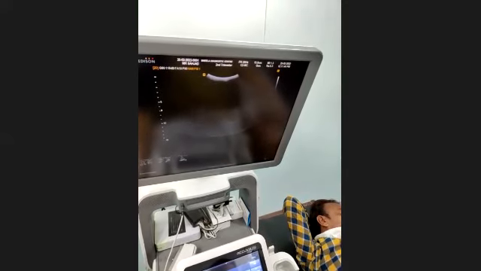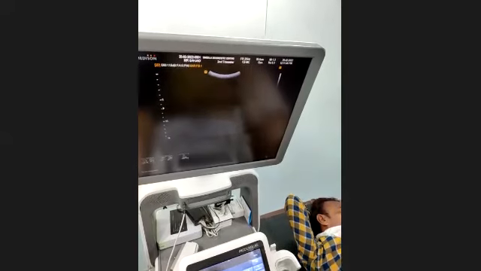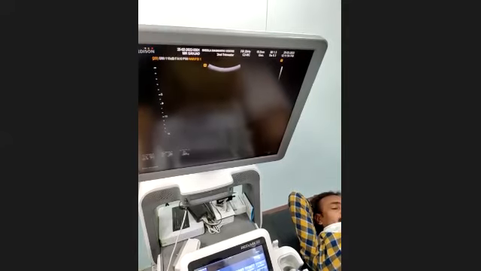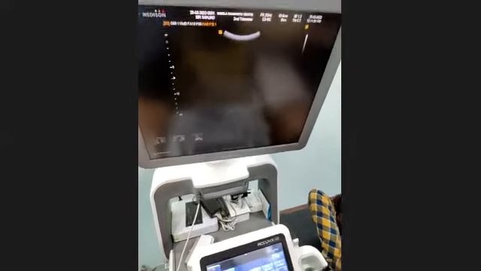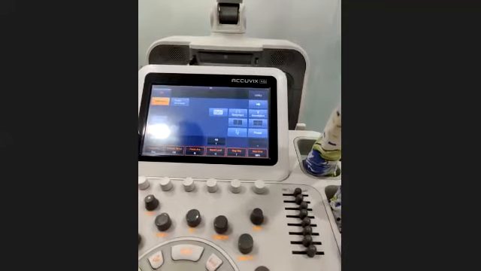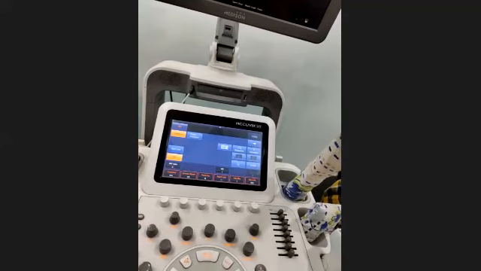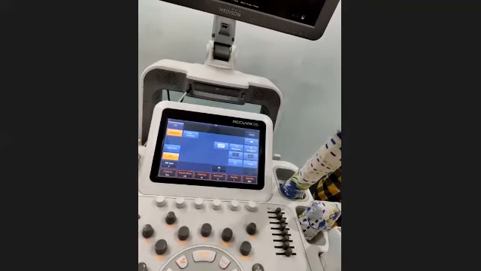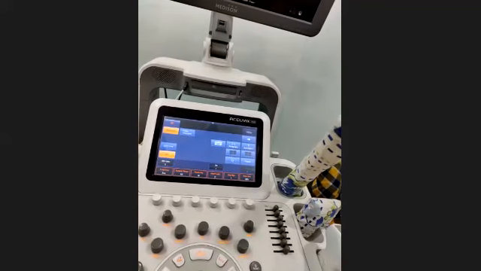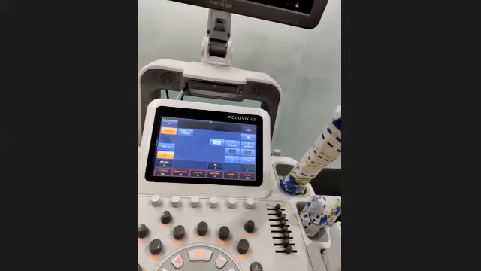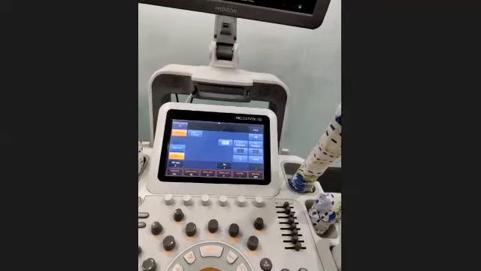So this is a case of mild hepatomegaly. You can make a diagnosis like this: mild hepatomegaly, liver measuring this much in transverse and this much in longitudinal section. There are multiple altered echotexture areas in the right lobe of the liver, measuring this and that. You will note that the contours are irregular. Findings are likely suggestive of liver abscess. Yes, it is going in favor of liver abscess.